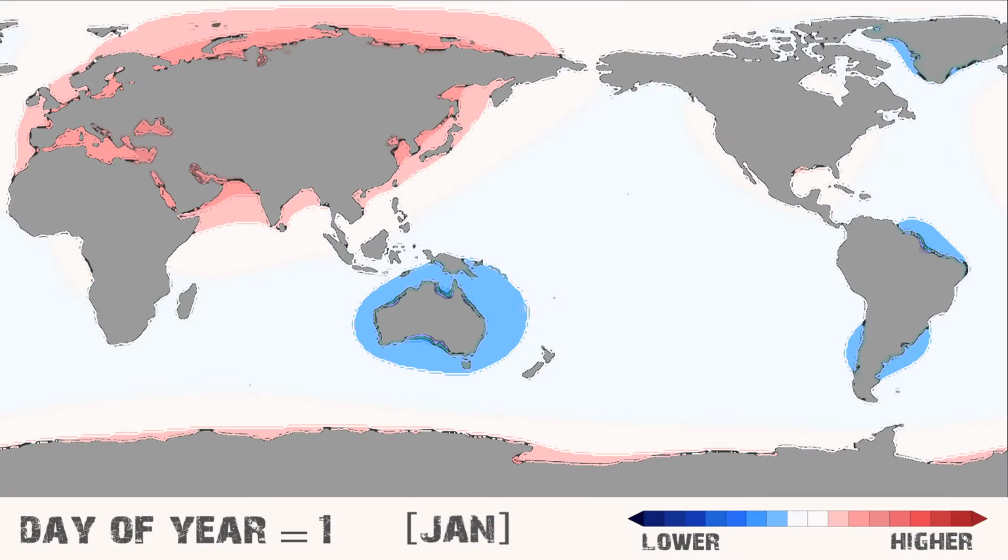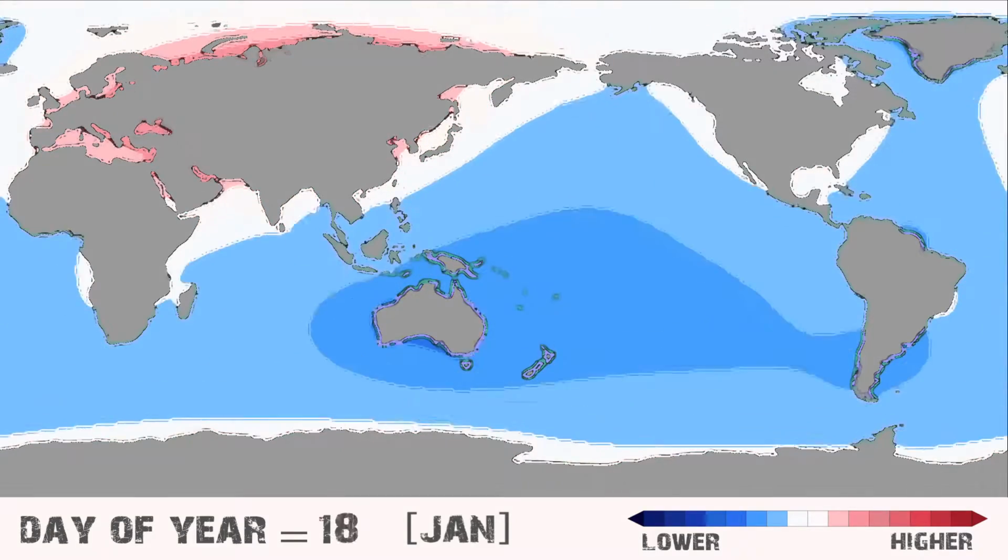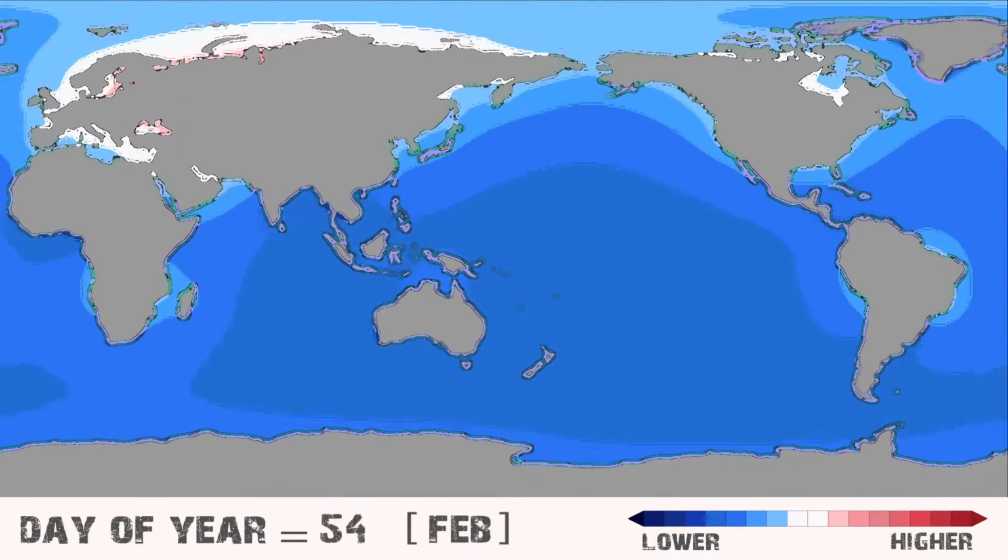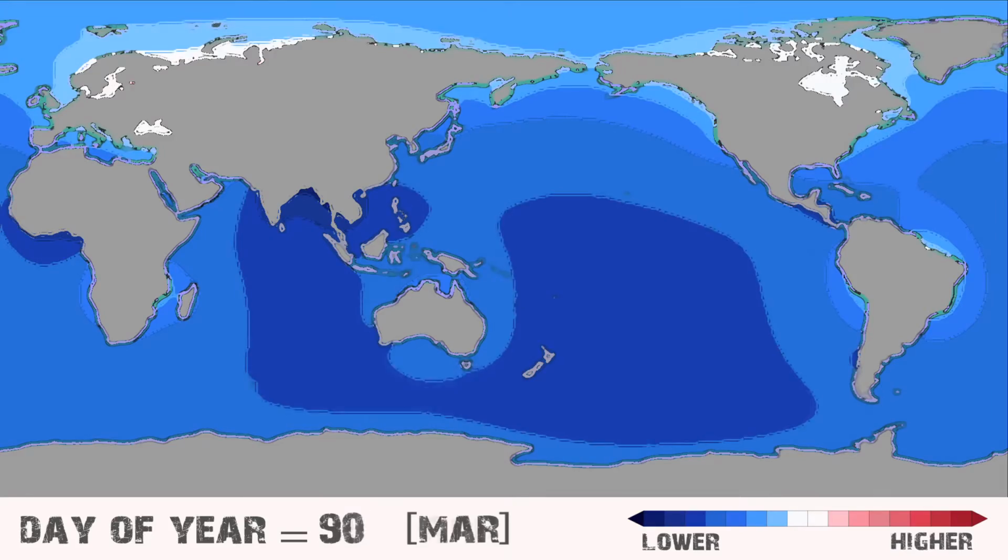Annual sea level change is shown here. The day of the year is displayed at the bottom, starting on January the 1st. The animation shows how these processes cause an annual sea level change that varies around the globe.